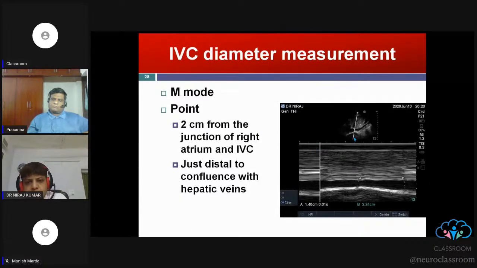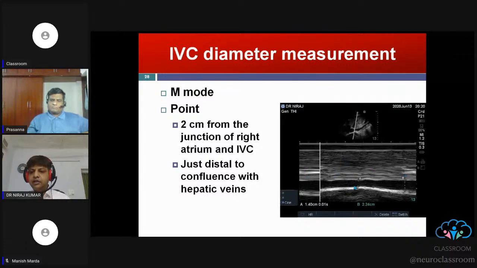The diameter of the IVC can be easily measured in the M mode. M mode is more suitable for measurement of the IVC. This is the 2D picture, and after pressing this M mode, you will get this cursor. The cursor should be placed 2 centimeter from the IVC atrium junction. That is the first criteria. Another criteria, you can also place this cursor just beyond the junction of the hepatic veins and IVC. So with these two criteria, you can place your cursor in the IVC, and this is the M mode tracing of the IVC.